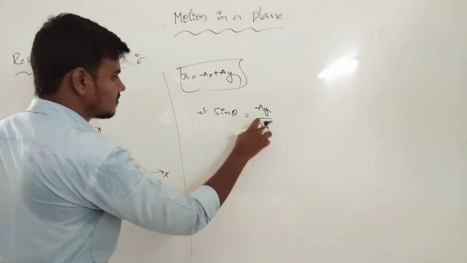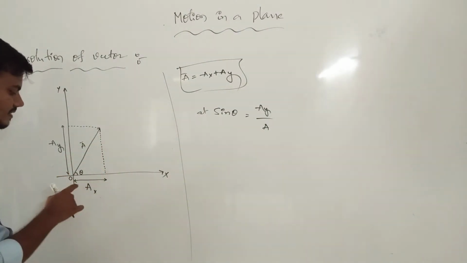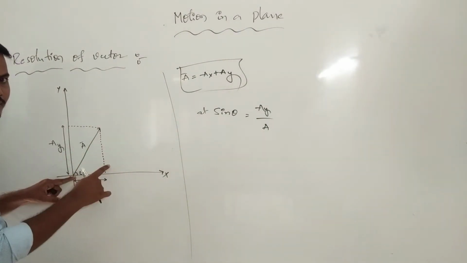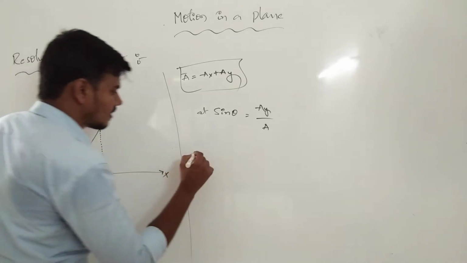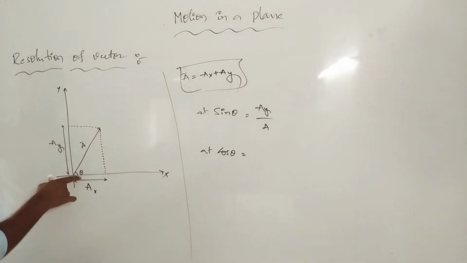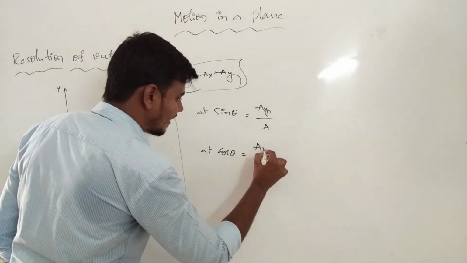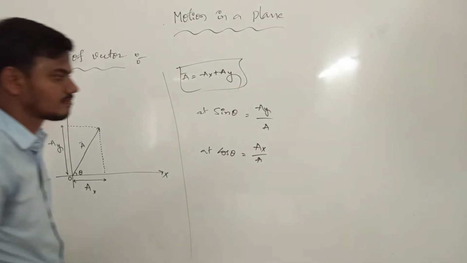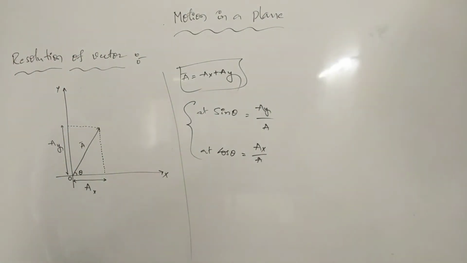Okay? Clear? Now second, this is the sin theta represented. Sin means the opposite by hypotenuse. Clear? Now cos theta. Cos theta is equal to adjacent by hypotenuse. Clear? Ax by A. These are two interpretations of the cosines. Now first one is sin theta is equal to Ay by A. Cos theta is equal to Ax by A.